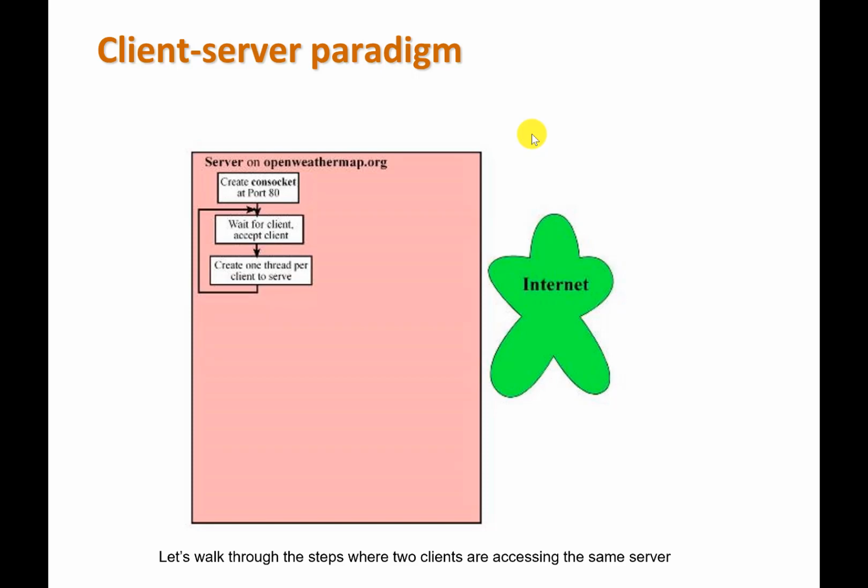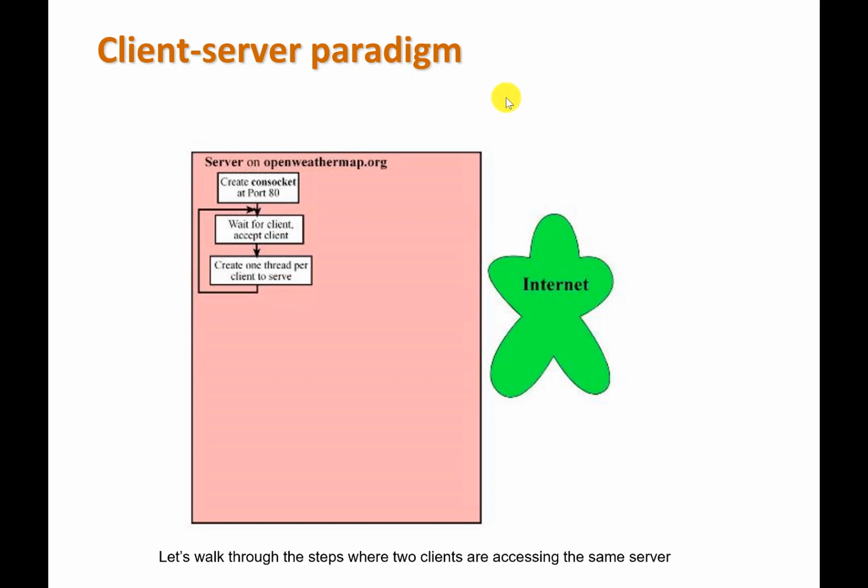Hi, John Valvano here, and in this video we're going to look at the client-server paradigm. We're going to look at openweathermap.org, but it's the same with the Blink server. In this context, the server is openweathermap.org, and the client will be our embedded system, our alarm clock.